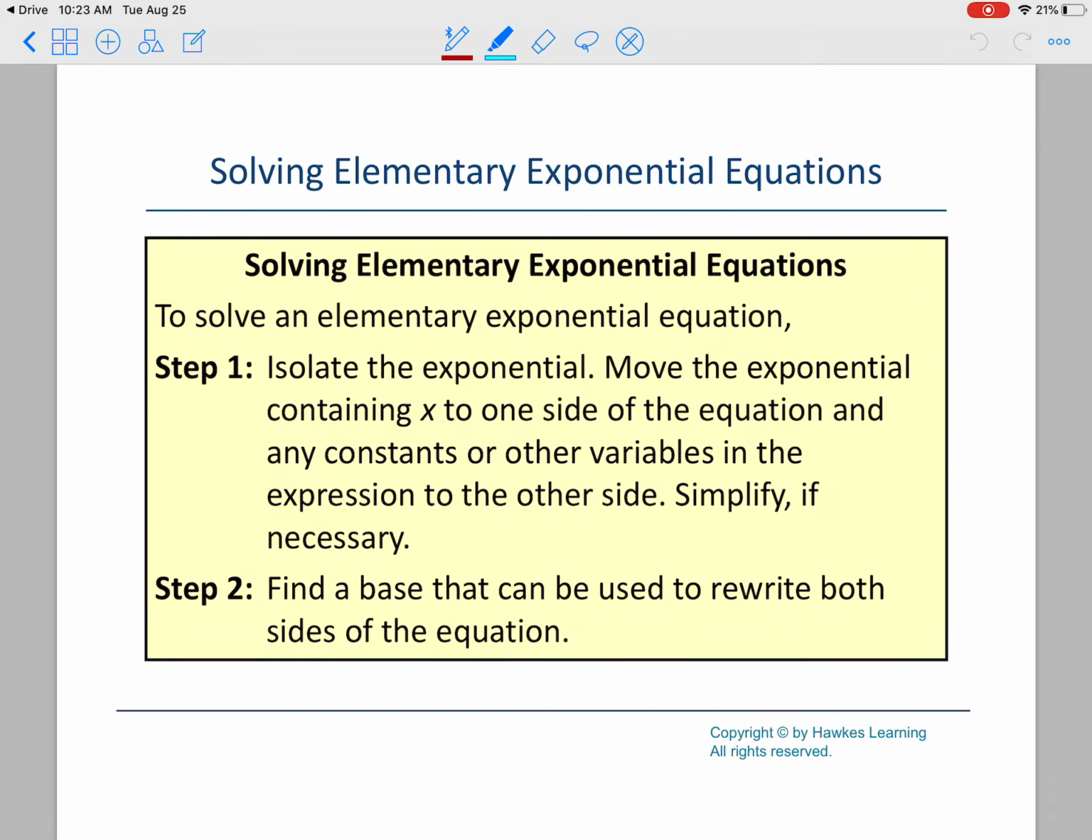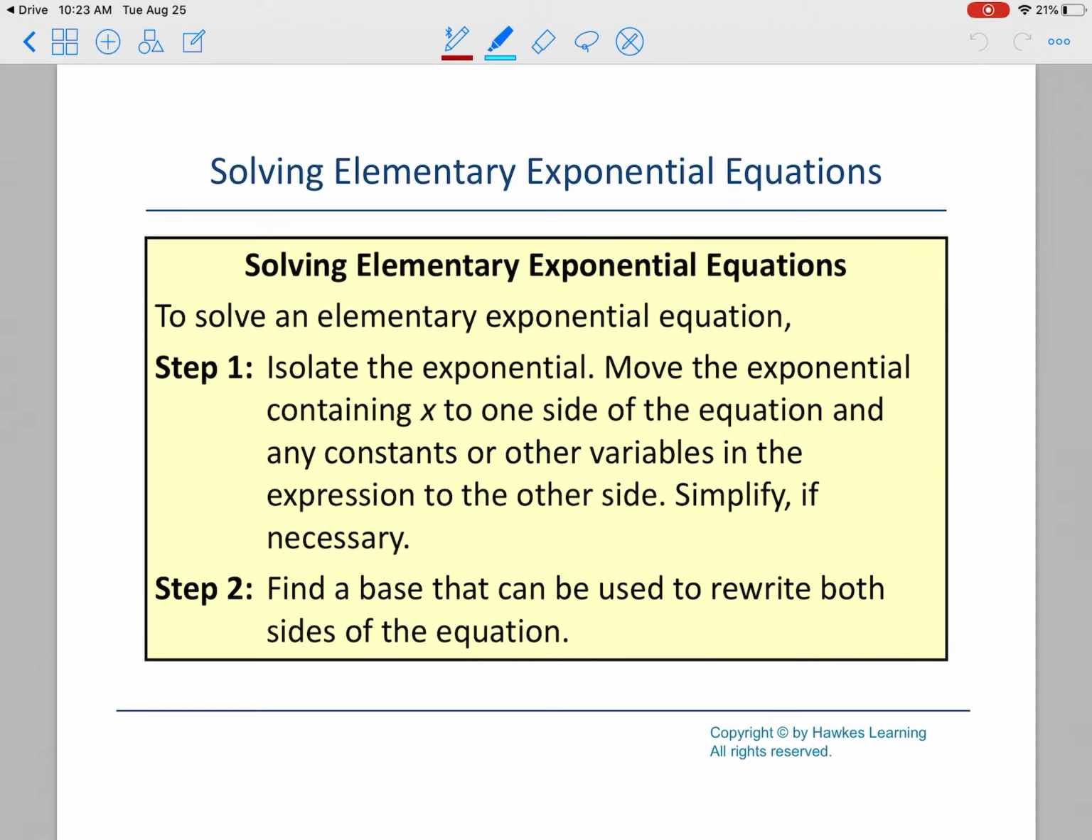Now, how do we solve exponential equations? Okay. Through a few steps. These are not hard. Again, it's a review from Algebra 2. First step, we're going to isolate, which means get by itself, the part of the equation that has the exponent. So like 2 to the x power. I want that all by itself. Move the exponential containing x to one side of the equation and any constants or other variables to the other side of the equation. This is where we have to get like bases.